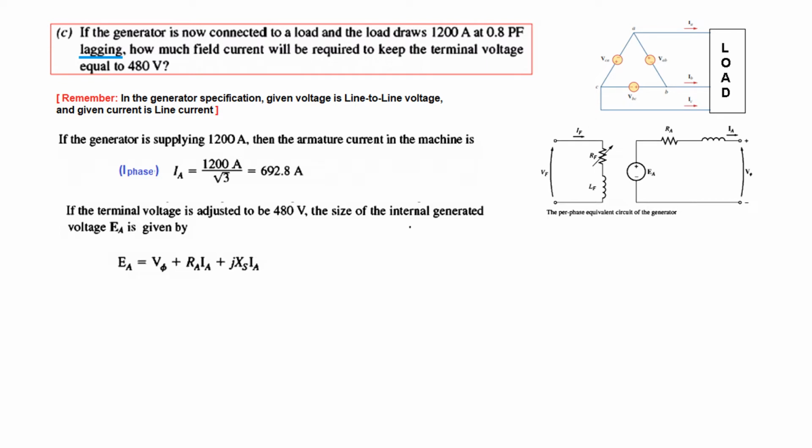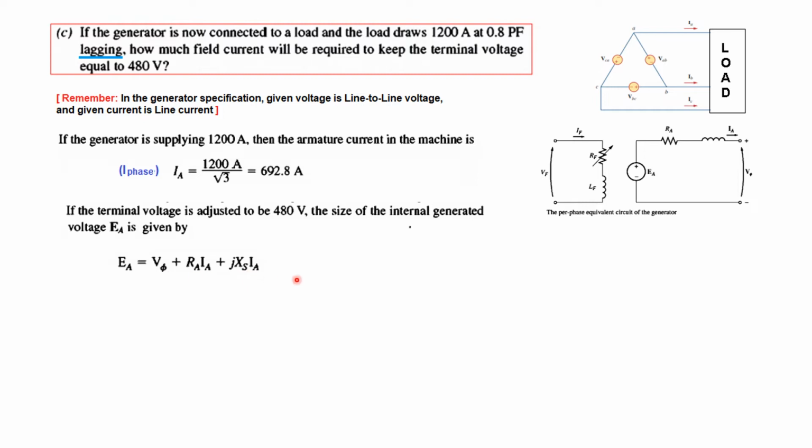Now our single phase or per phase circuit will look like this. This is the field winding, this is the armature, and the armature resistance and armature reactance. We know this voltage is 480. We have to find how much this voltage will be, and for that we have to find how much field current would be required. So this will be the formula. If you start from here, the terminal voltage plus we have to add the drop here and the drop here to get EA. We can say that EA is V terminal plus drop in the resistance of the armature and drop in the reactance of the armature.